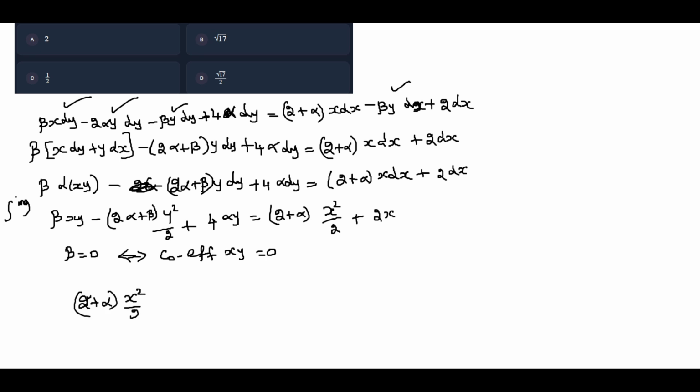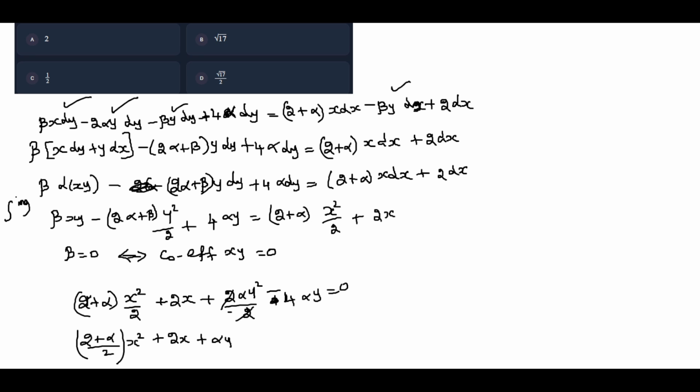so that 2 plus alpha into x square by 2 plus 2x. Now beta will be 0 means plus 2 alpha y square by 2 minus 4 alpha y, which is equal to 0. So 2 to cancel, so 2 plus alpha by 2 into x square plus 2x plus alpha y square minus 4 alpha y equal to 0.